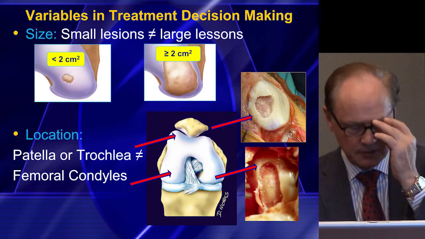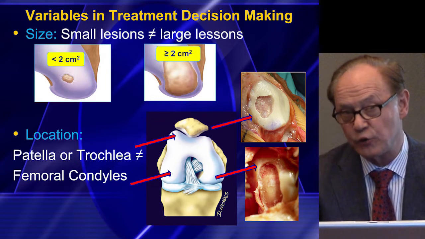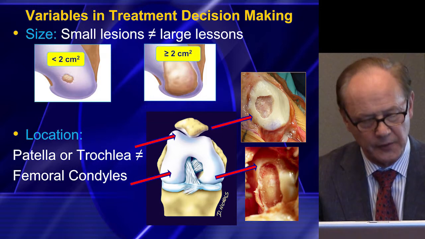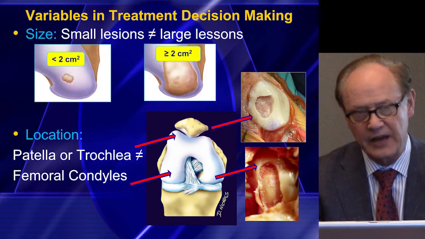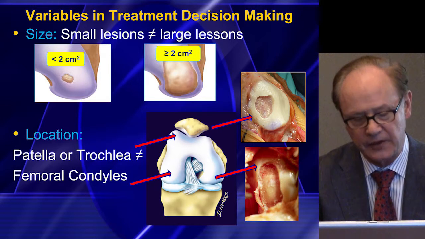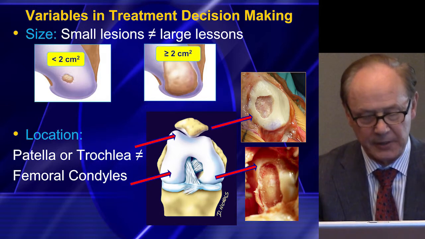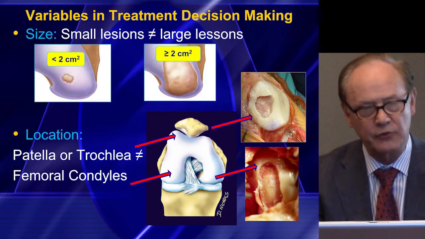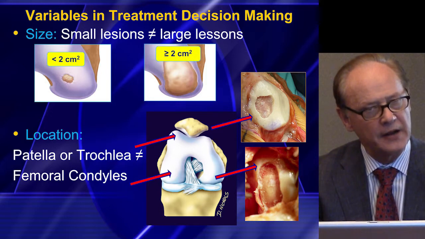Now, what goes into the decision making of how to treat cartilage defects? Well, it turns out that size makes a difference. Small lesions are not the same as large lesions. And the location is also something that makes a difference. The patella and trochlea, that's the kneecap and the groove, they're different than the femoral condyles.